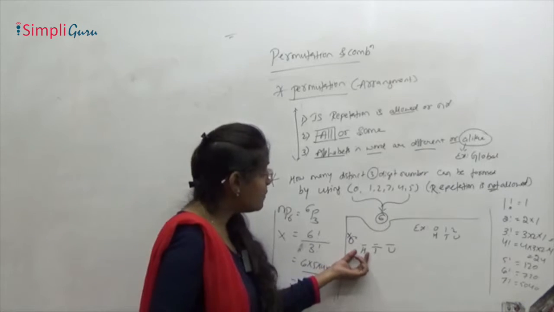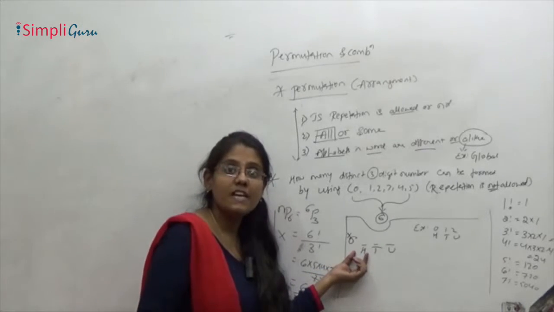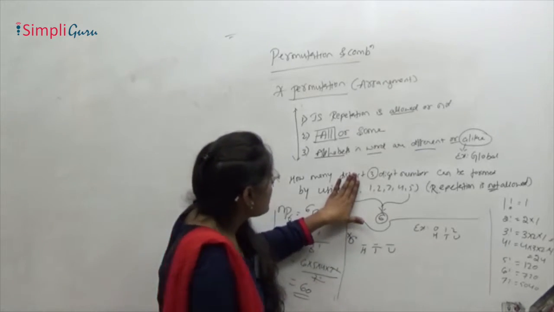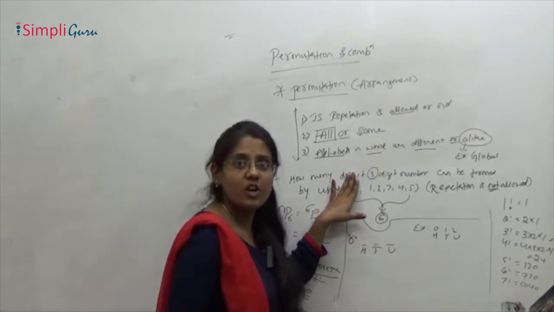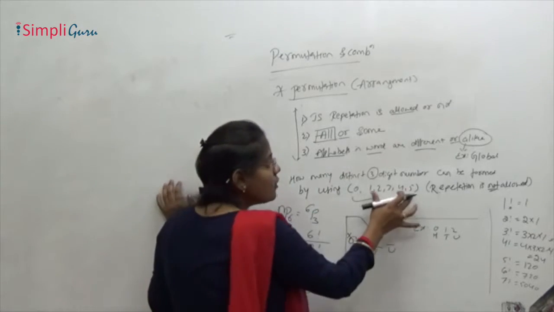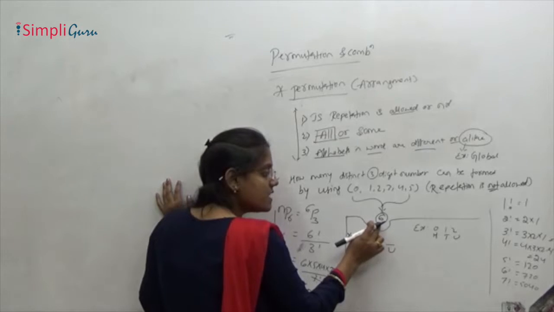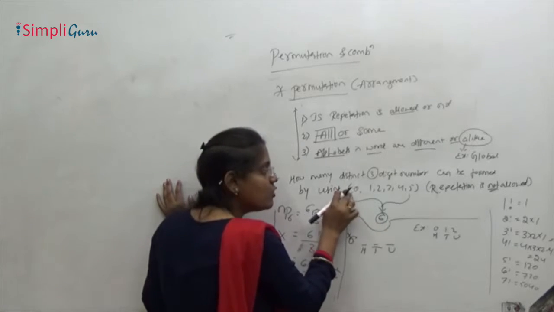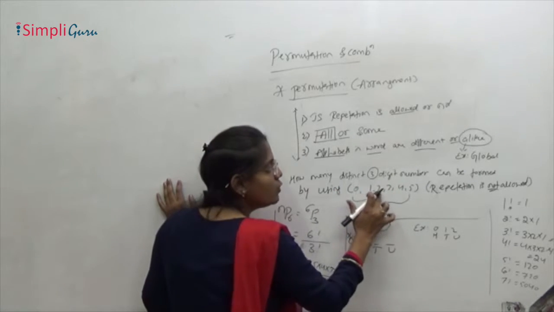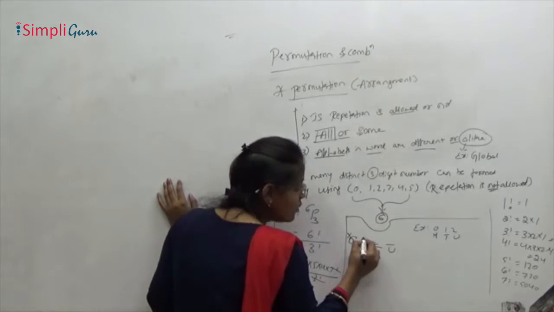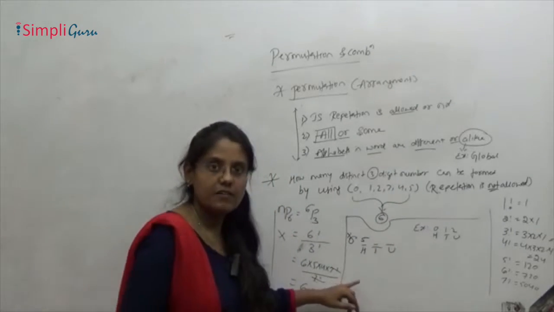Which means, what are the remaining possibilities? At the hundreds place, except the 0, I can write anything. Although there are 6 numbers, I can't write a 0. That's why the remaining numbers are 1, 2, 3, 4 and 5. So, 5 possibilities are there for the hundreds place.